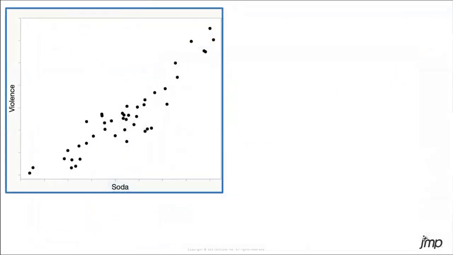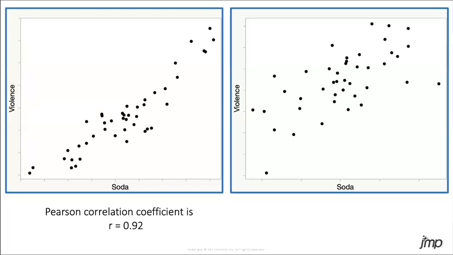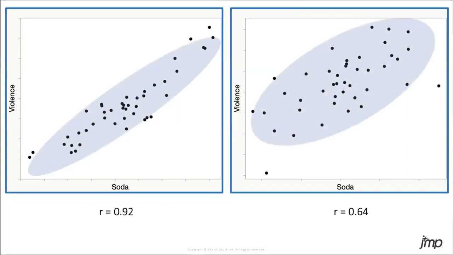I've made up data showing a hypothetical relationship between soda drinking and violence. And in this example, the Pearson correlation coefficient is 0.92. In this example, again, hypothetical made up data, the relationship between these shows a correlation of 0.64. So the first thing you should know about correlation coefficients is they're measuring the tightness of this linear relationship. Something closer to 1, like 0.92, shows less variability, and something closer to 0, like 0.64, is showing more variability. We can see this more closely if we put these density ellipses on.